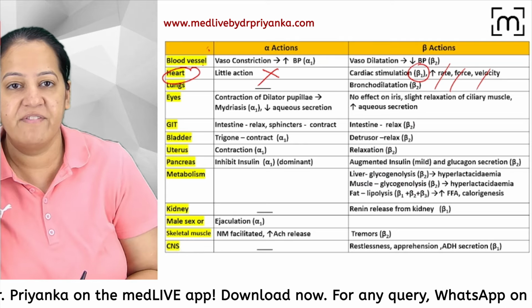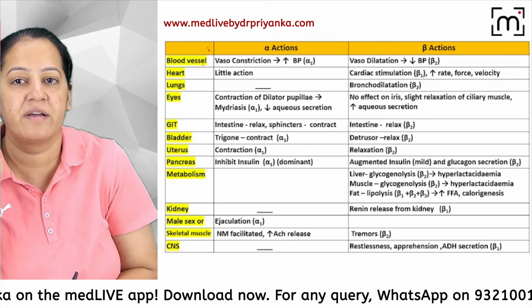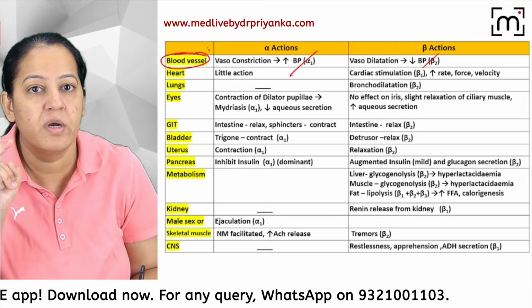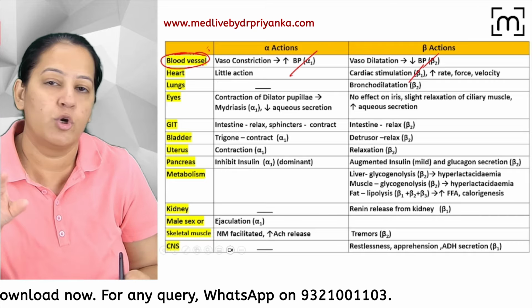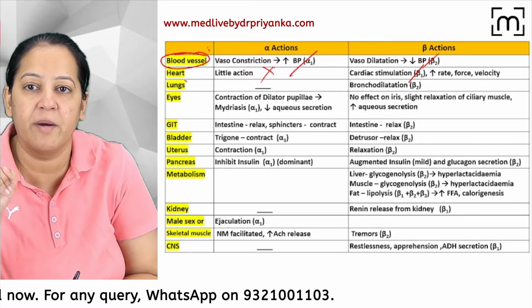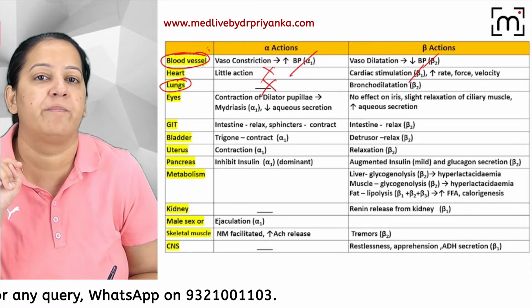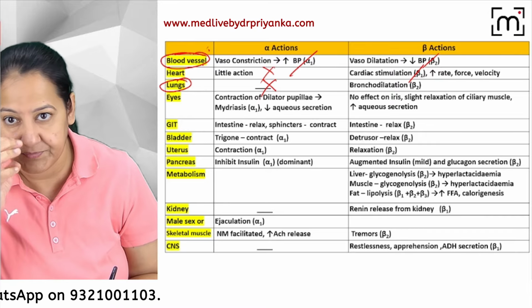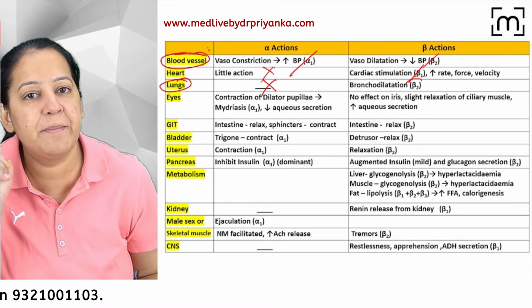So we have seen the blood vessel and we have seen the heart. Let's move further. In the blood vessel, we have seen it's alpha 1 and beta 2. In the heart, we have seen only beta 1, no alpha. Coming to the lung. In the lung also, we don't have alpha. In the bronchioles, we don't have alpha.